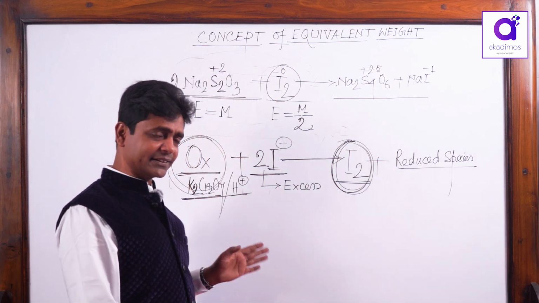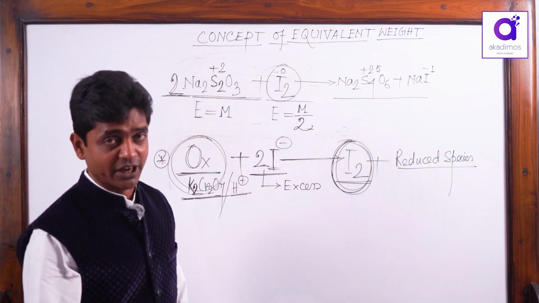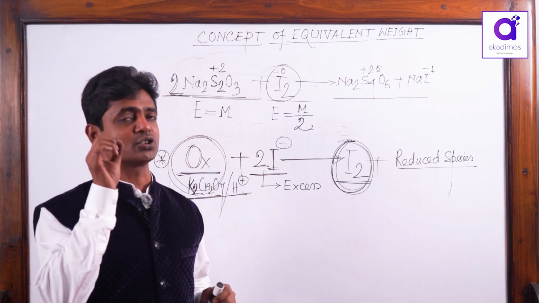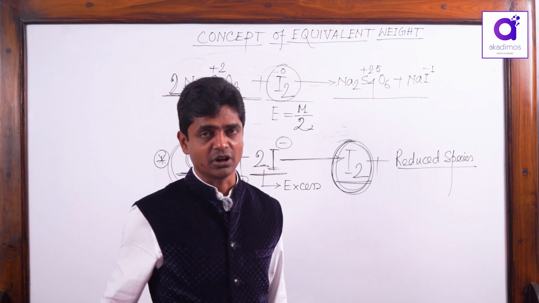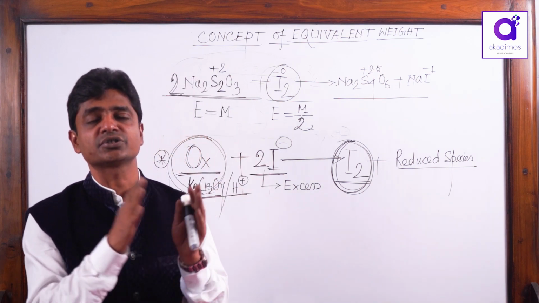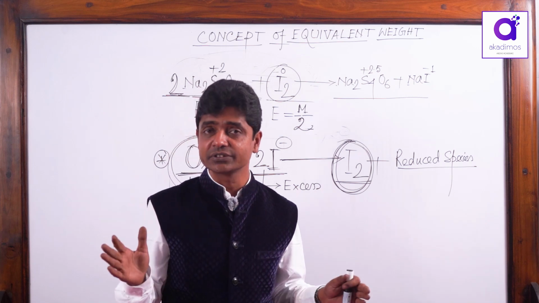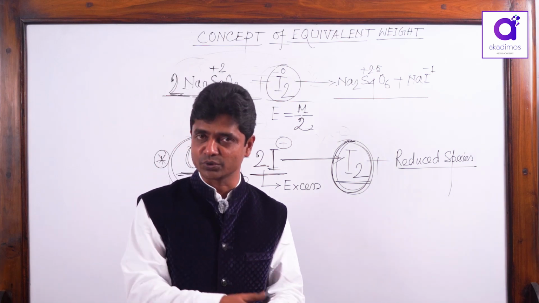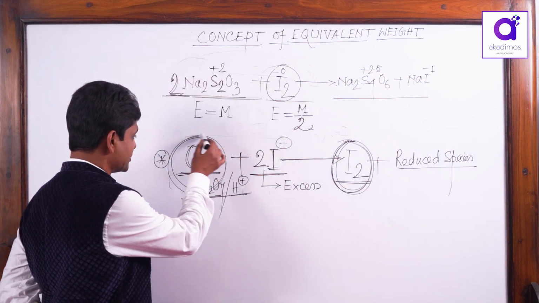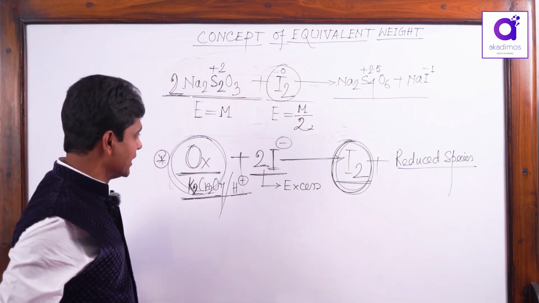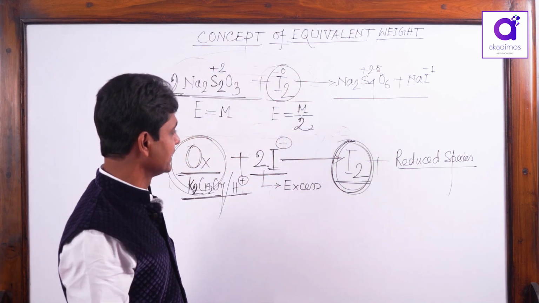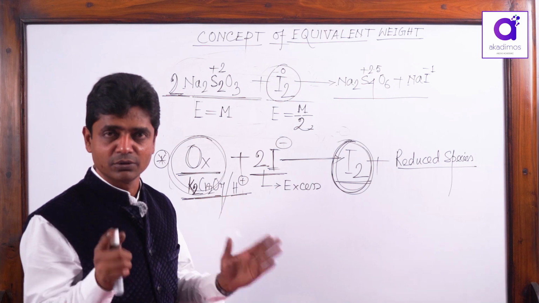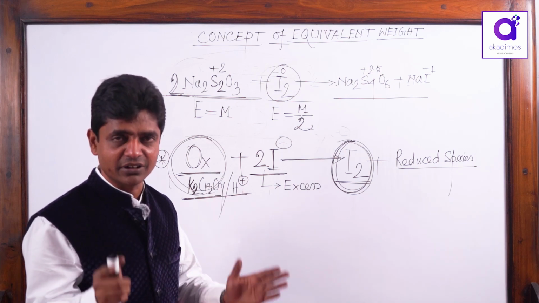See, if you take the concept of equivalent point, I told you, any reaction occurs in a 1:1 gram equivalent ratio. Oxidant to reductant is always 1:1 gram equivalent. That means 1 gram equivalent exactly reacts with 1 gram equivalent. Now, this is unknown, this is known. If this ratio is 1:1 gram equivalent, then it is 1 gram equivalent and 1 gram equivalent. Focus on my point, the magic of this.